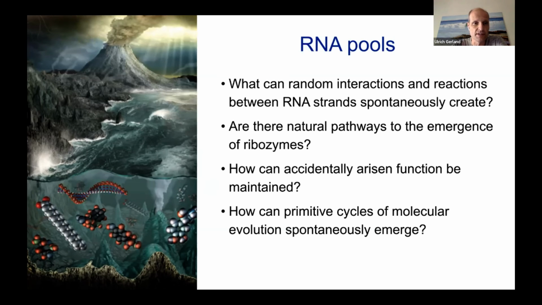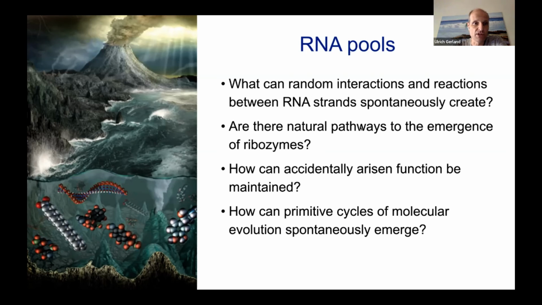So this is a list of these questions. For example, if you have interactions between RNA strands that are in these pools, what kind of things can emerge from that? I mean, could there be, in particular, some pathways that ultimately lead to the emergence of ribozymes in some primitive prebiotic evolutionary process?